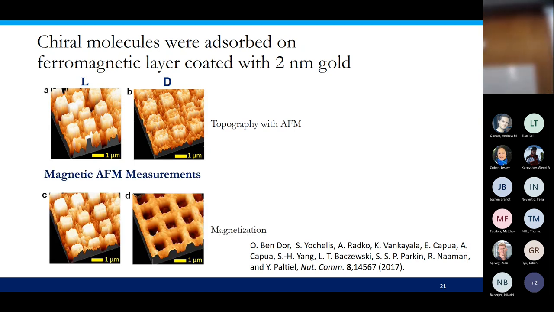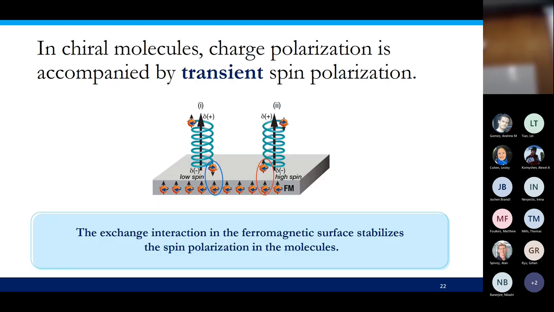That's a good demonstration. Okay, but now we came with the magnetic tip of an AFM, and we didn't measure current. What we measure here is the magnetic force. So you realize here the magnetic moment is up, here the magnetic moment is down. So what happened here? We adsorbed chiral molecules on a substrate that was not magnetized, namely the domains were randomly oriented. The chiral molecules induce magnetization, namely alignment of the spin of the ferromagnet.